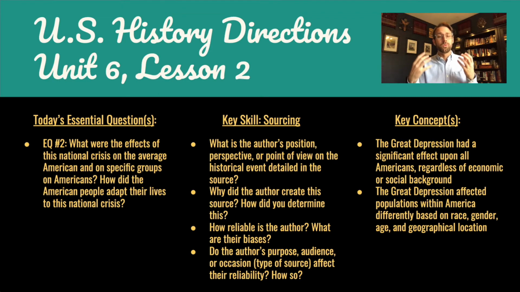Use details from what you see in the image or read in the text or know about the author to figure that out. And the follow-up to that reliability question: does the author's purpose, audience, or occasion affect their reliability? So that's the question of, are their biases so bad that they are now unreliable? Because everyone's biased, but are the biases bad enough? All right, so think about sourcing a lot. It's going to help you, I think, more than the other 3 skills with this specific lesson.